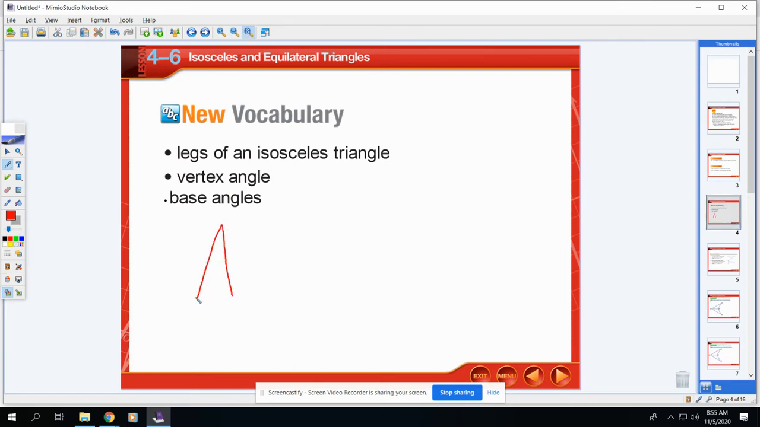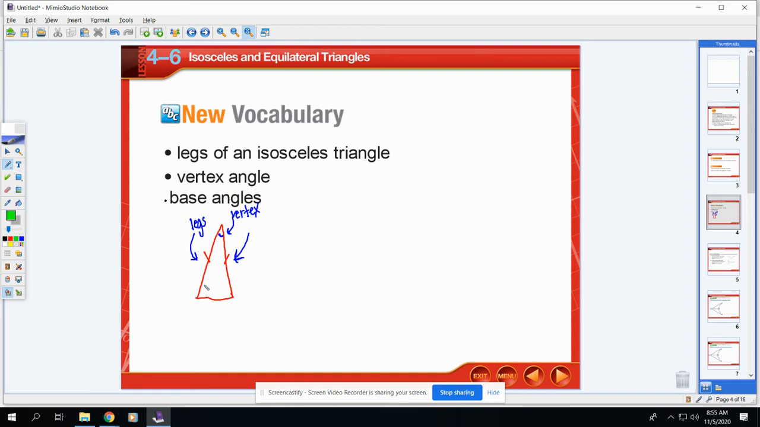Hopefully you remember from 4.1 that an isosceles triangle is a triangle that has two congruent sides. The legs of those isosceles triangles would be these two standing up here, the legs that I'm pointing at. Our vertex angle would be the top angle. So I will draw a line there. That is our vertex angle.